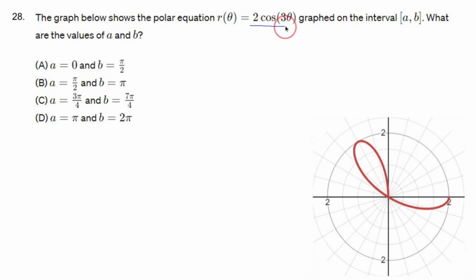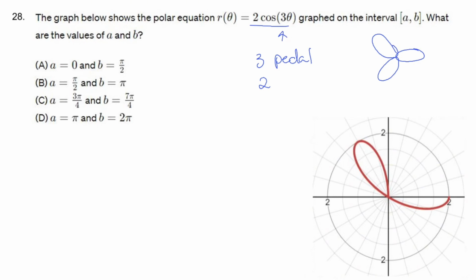If you have your pictures memorized, you know that since that's odd, you're going to have a 3-petal rose-looking thing that goes out to 2. And since this is cosine, it's going to look like that. Perfect picture. But that's not what I have. I have what appears to be like 1.5 petals, so I have to kind of deal with that.